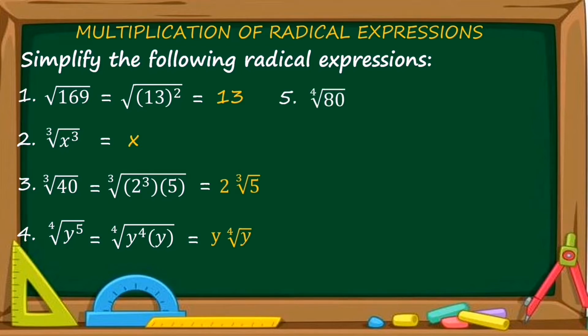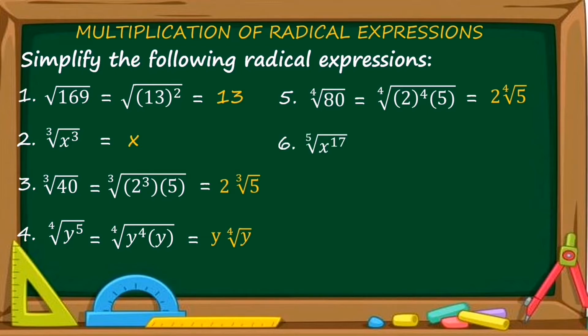Next, number 5. Fourth root of 80. The factors of 80 is written as 2 raised to 4 times 5. It's because 2 times 2 times 2 times 2 is equal to 16. Then times 5, it is equal to 80. Then, the fourth root of 2 raised to 4 is equal to 2. Then, fourth root of 5. So, our answer is 2 fourth root of 5.